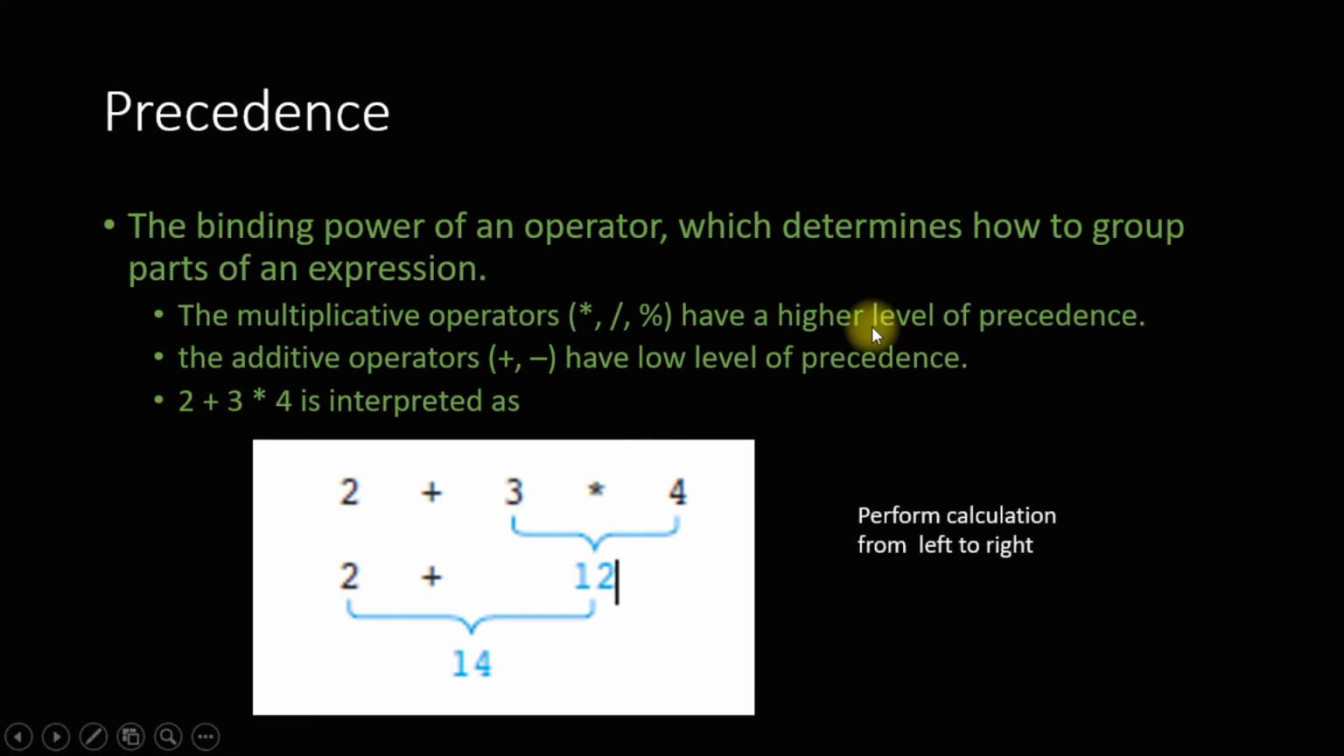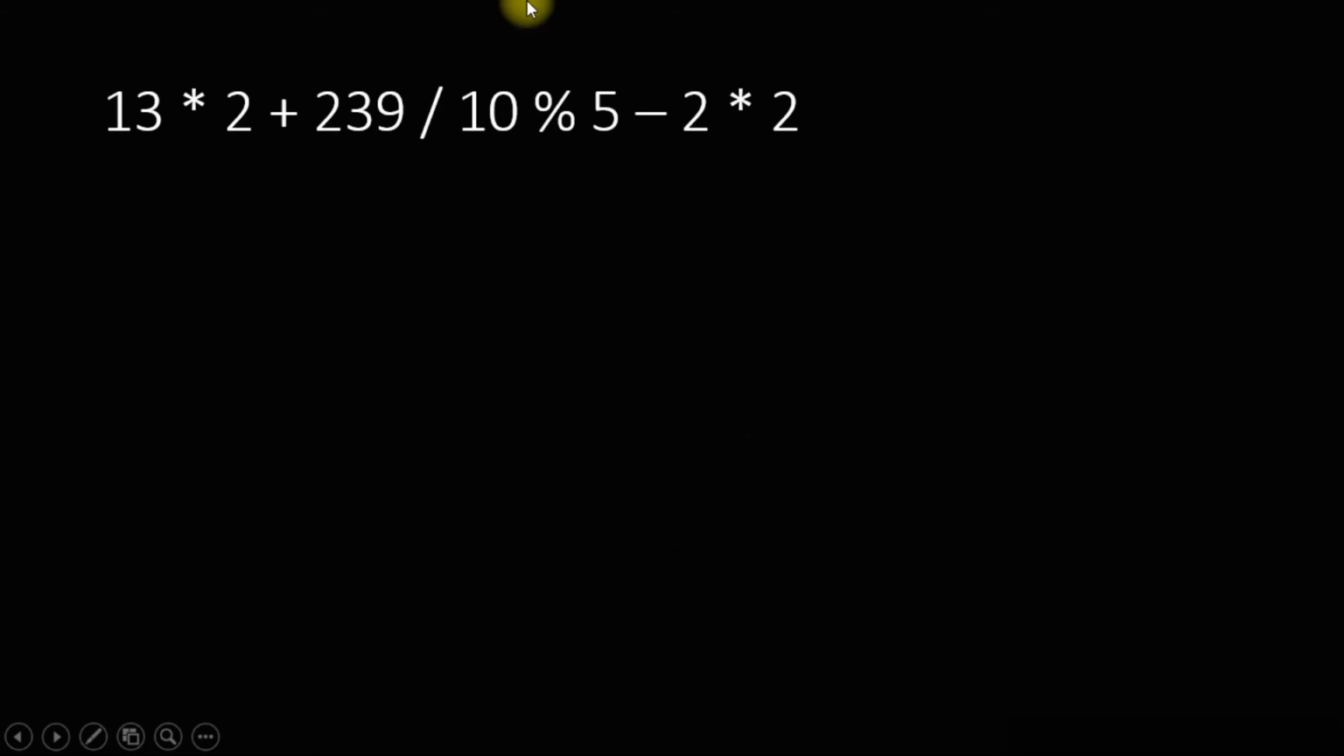So let's see how we can also perform the calculation from left to right. Any multiplicative operator from the left is going to be executed first. Then if there is a multiplicative operator to the right, it's going to be executed after finishing the execution of the left. So let's see here, we have a complex example. For example, we take 13 times 2 plus 239 divided by 10, then we take the mod operator by 5 minus 2 times 2. So you can pause this video and try it yourself and see if the final answer is equal to yours.